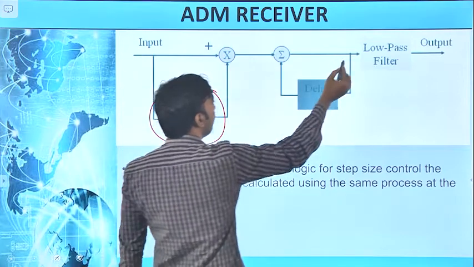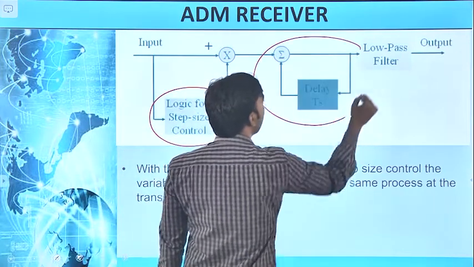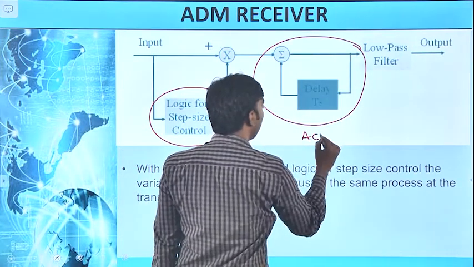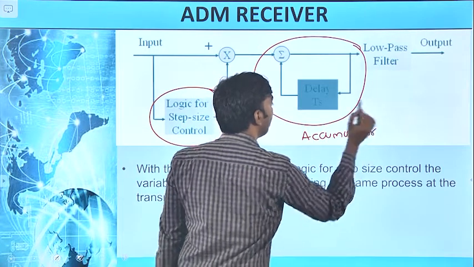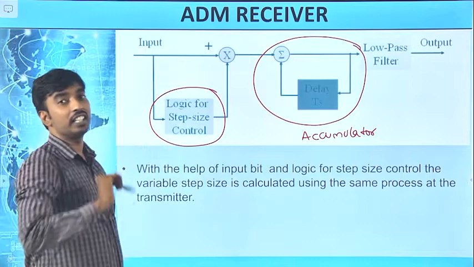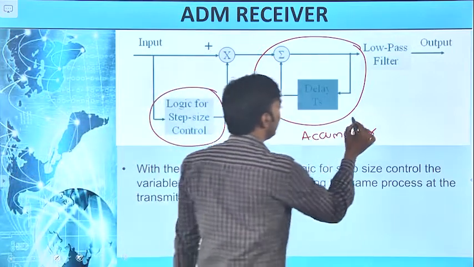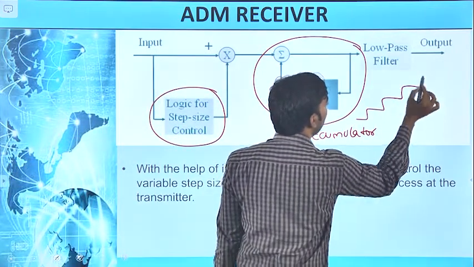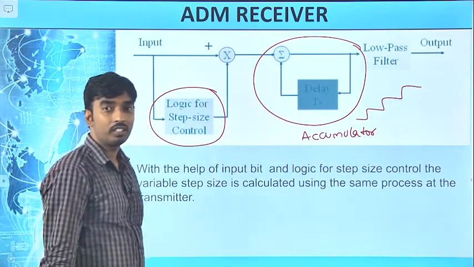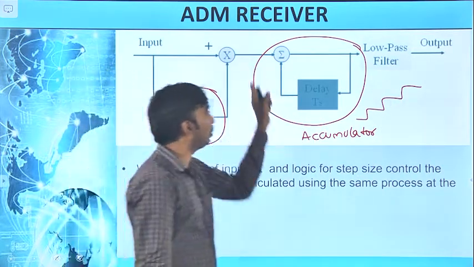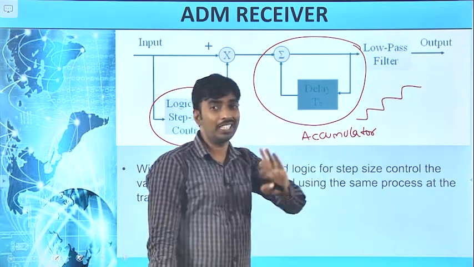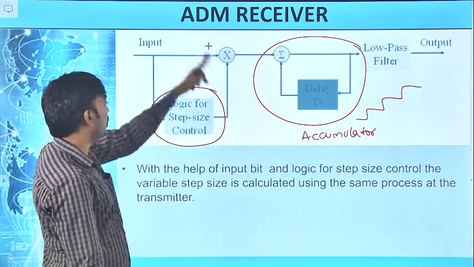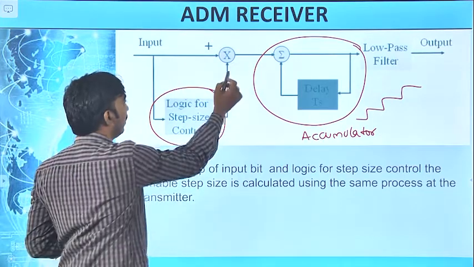And this I am connecting to the accumulator, which generates the staircase signal, right? The accurate staircase signal. And this you have seen in the delta modulation. This is the delta modulation receiver block. The additional block is only the logical step size, right?